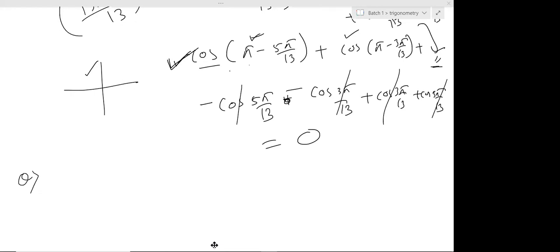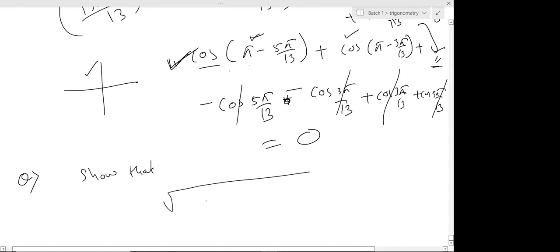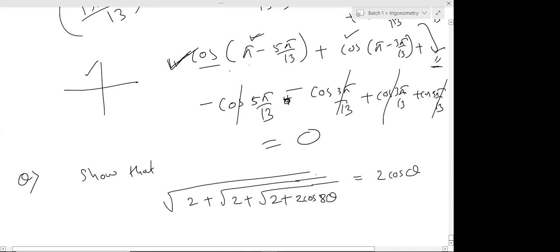Let's see. All right, show that under root 2 plus under root 2 plus under root 2 plus 2 cos 8 theta is equal to 2 cos theta. All right, try to solve this one.